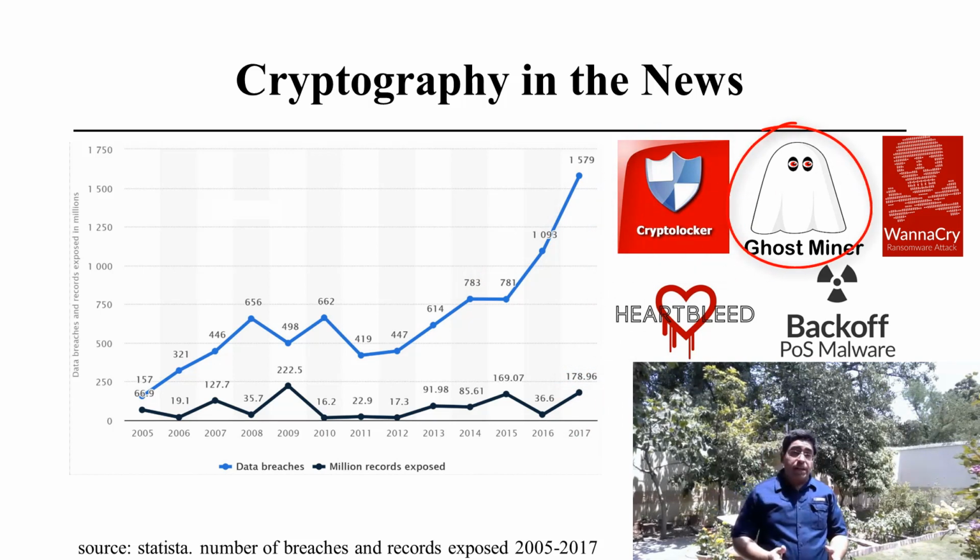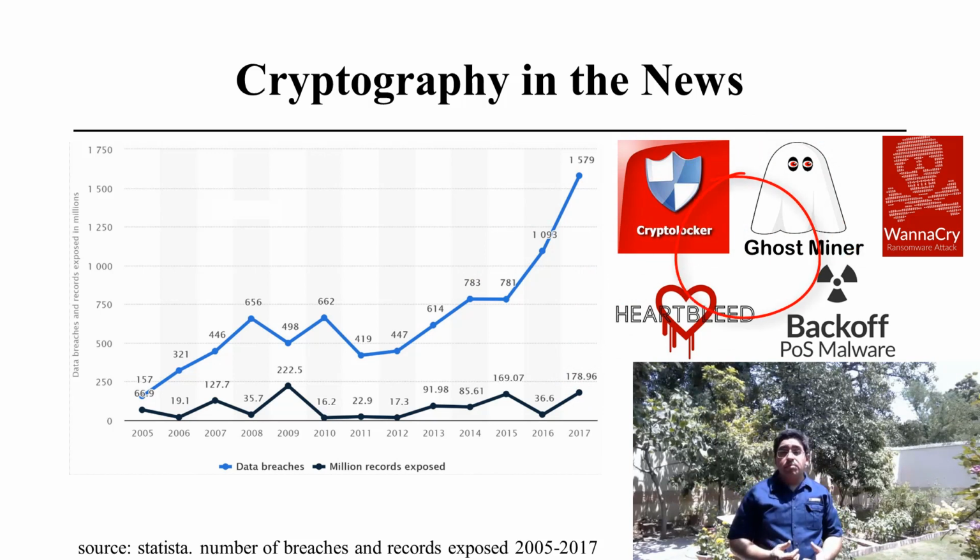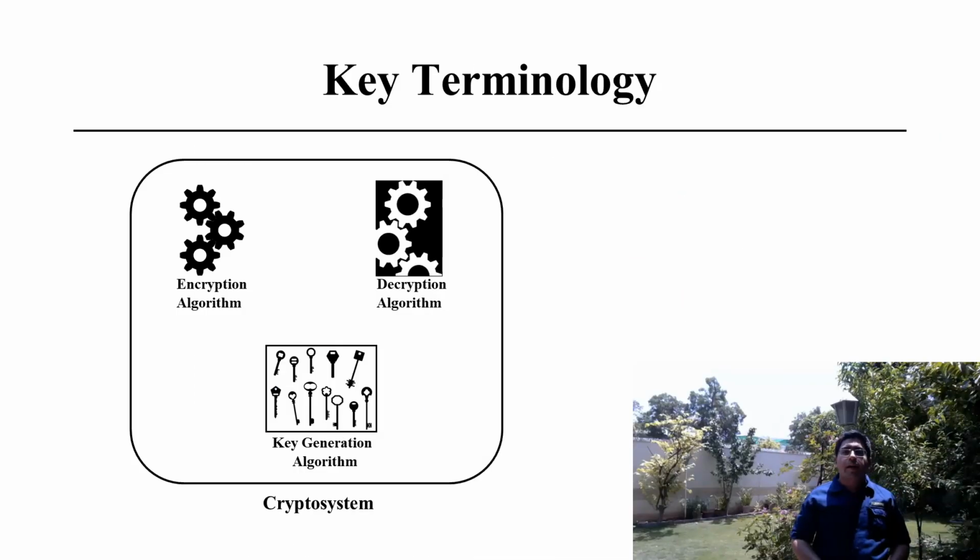CryptoLocker, GhostMiner, Heartbleed, WannaCry, Backoff are the scary names of some of the recent software bugs and malware that directly use cryptography for evil purposes. The game of encrypting and decrypting is the same as with keys and locks.